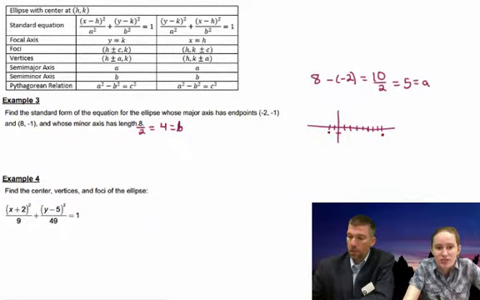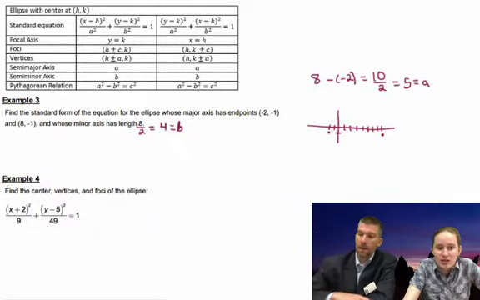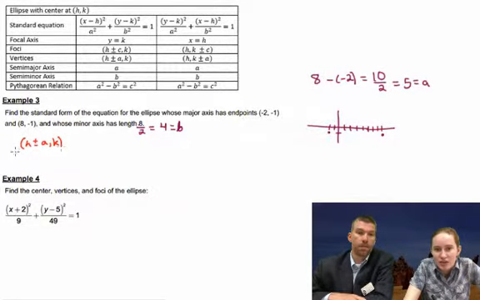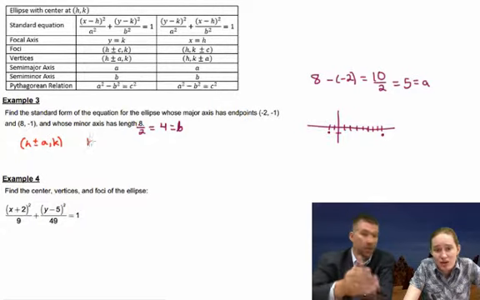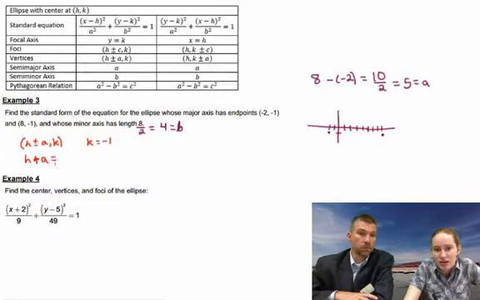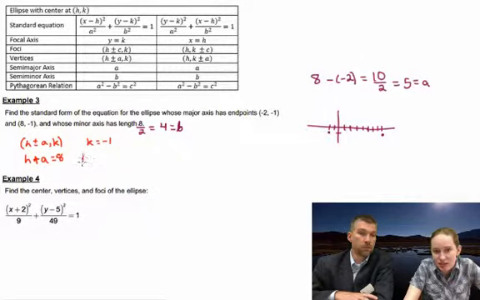Since they gave us the vertices, our vertices are (h plus or minus a, k). The k part never changes, so we know what that is. The k is -1. So h plus a has to equal one of those numbers, and h minus a has to equal the other one. So it's probably going to be this situation.